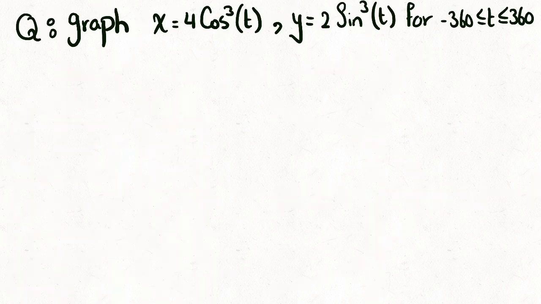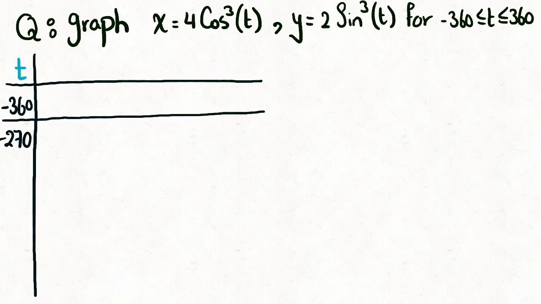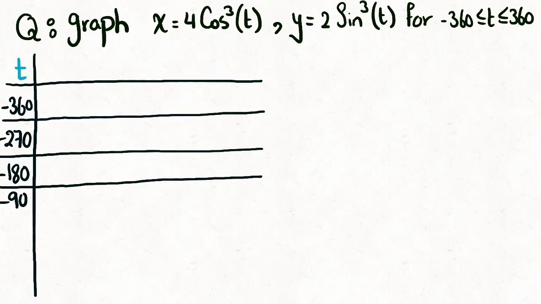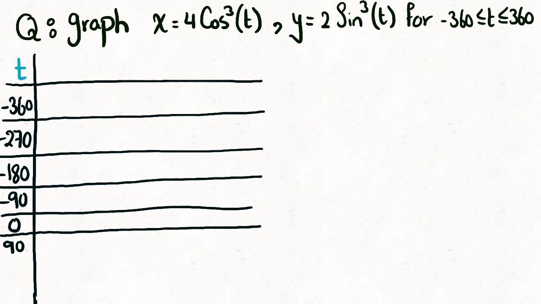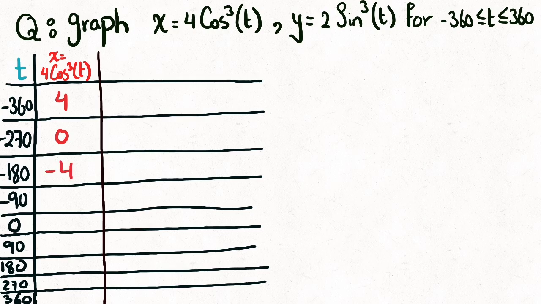Another example. We have the values of t, we build a table, we list the values of t. In this situation, we're dealing with angles. We substitute the values of t to find the values of x. We do the same process for y, as you can see in front of you.